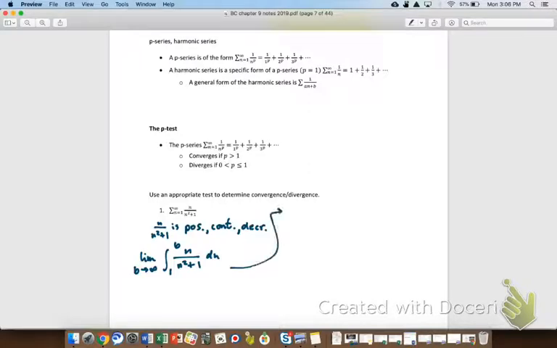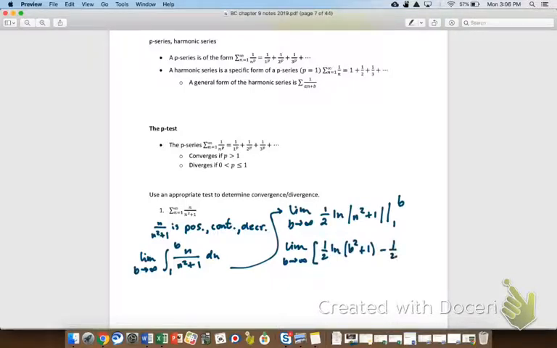Next step. It would be the limit as b goes towards infinity of 1/2 natural log of x squared plus 1, evaluated from 1 to b, right? It's always positive, so we can take away the absolute value. That's true. Very useless, but true. Thank you. I don't know if I'd say useless or not, but it's good.